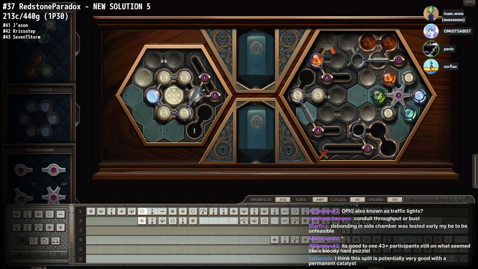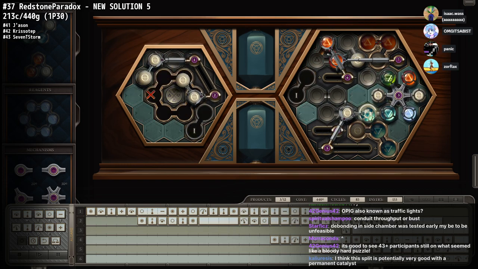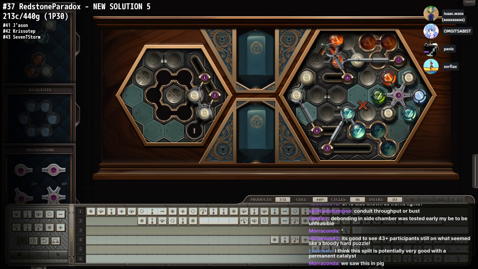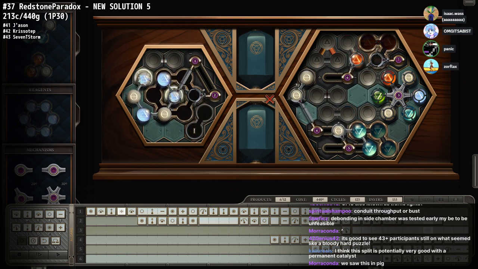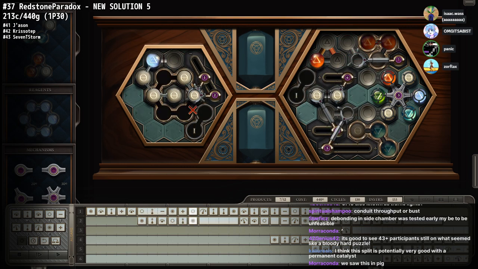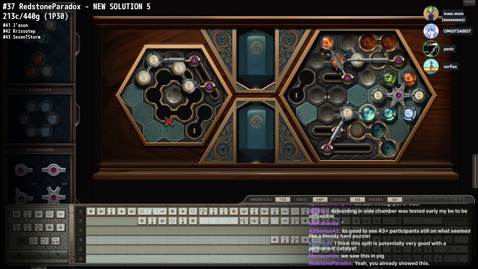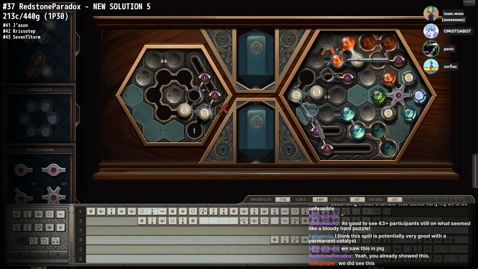So this is a 213 cycle solve. Debonding in the side chamber. So, yeah, I think for these side chamber solves, a lot of it is just how fast can you get stuff off of the input. I mean, even for the other chamber, but especially if you're doing it in the side chamber.